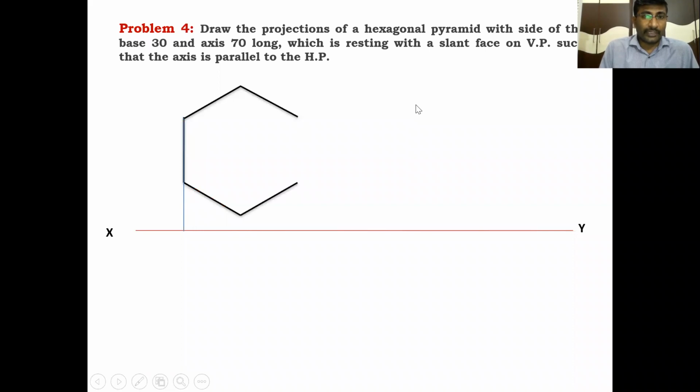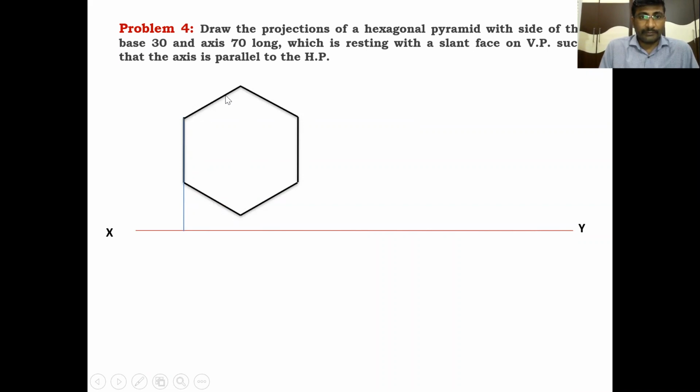Then draw another two inclined lines which make an angle of 120 degrees again with the previous inclined lines. Clear? Like that, you have to draw the inclined line at this point and this point. After getting the final 2 points, join these 2 points by a vertical line. So these are the 6 sides of the hexagonal pyramid.